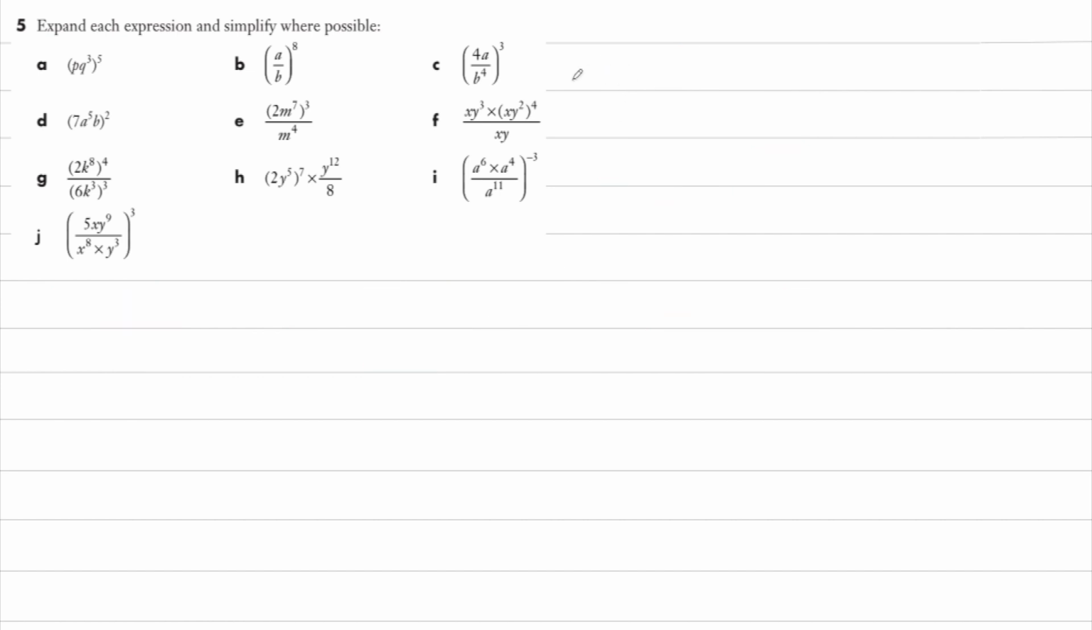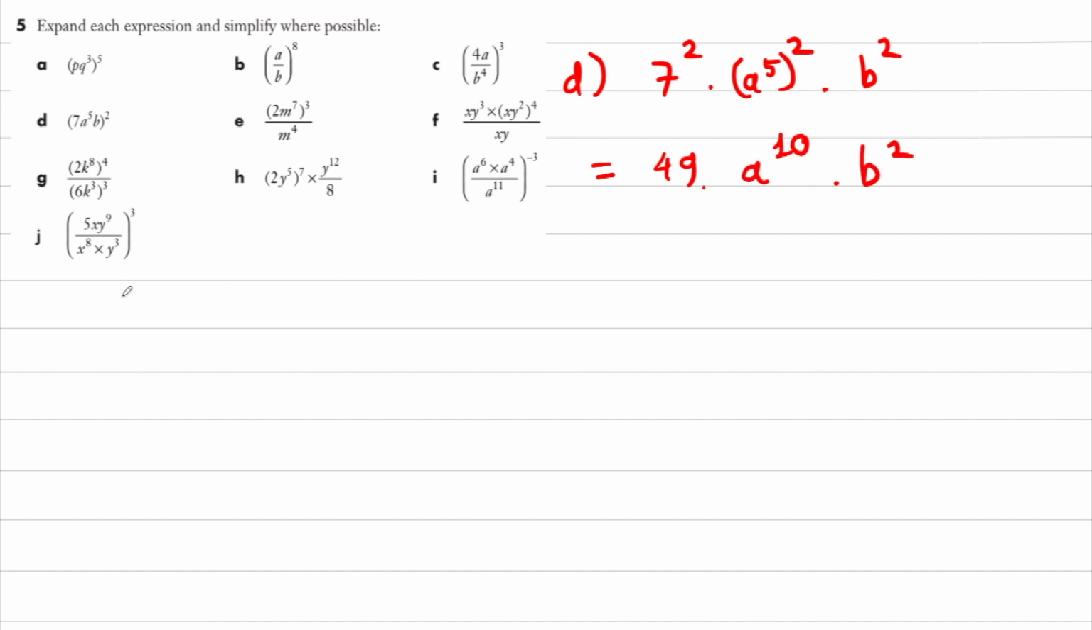Question D, 3 base numbers. That's right, 3 base numbers. The first base number is 7 square. The second one is a to the power of 5, all squared, and b square, like this. And 49 a to the power of 10 and b square will be here.